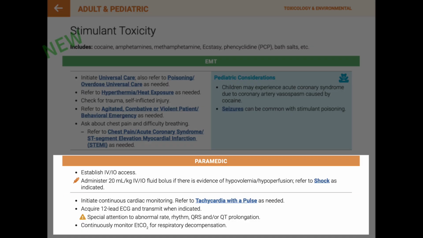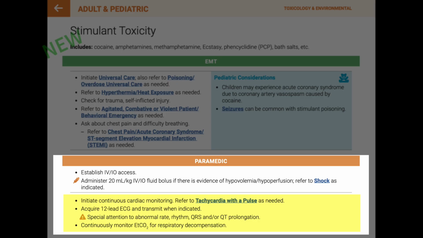Next, initiate continuous cardiac monitoring and assess the rhythm strip for any arrhythmias. If you see a concerning tachycardia, you can refer to the Tachycardia with a Pulse page for treatment guidance. Make sure to acquire a 12-lead and transmit it when indicated. Stimulants have a way of unmasking underlying cardiac disease or triggering ischemia, so it's worth being thorough here, even if the patient appears otherwise young or healthy.